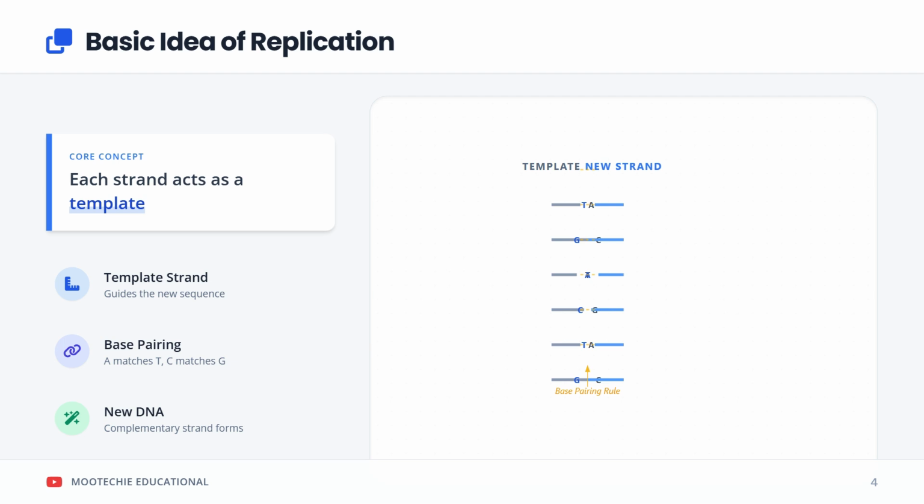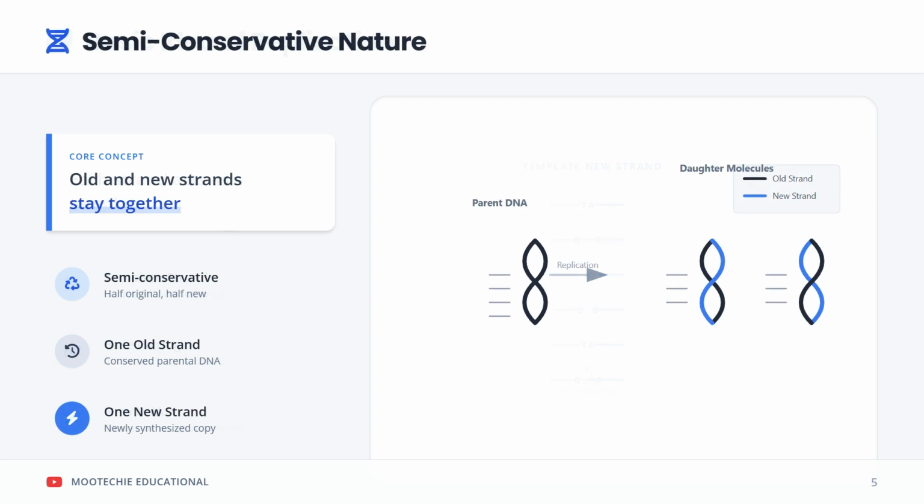strand. An important characteristic of this process is that it is semi-conservative. What does that mean? It means that in each new DNA molecule, one strand is the old, conserved parental DNA and the other strand is newly synthesized. So, the original DNA is half conserved. You end up with two daughter molecules, each containing one old and one new strand.